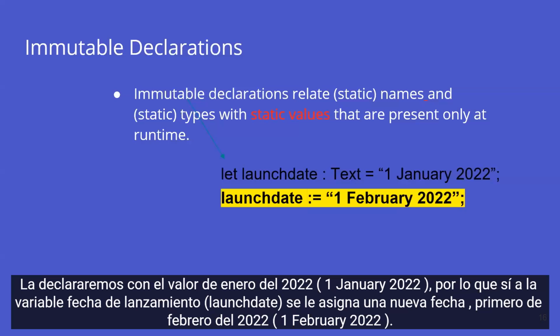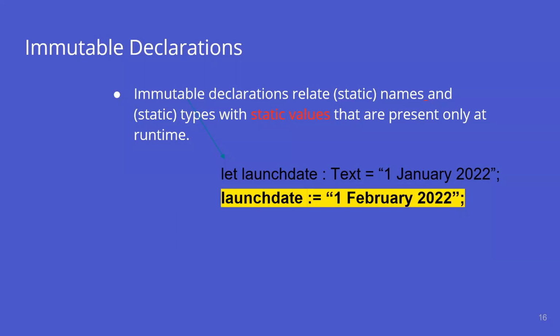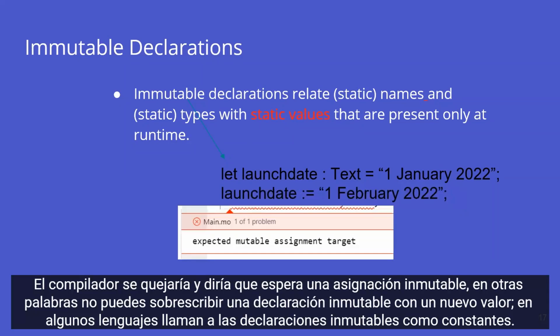So if you were to say that the launch date has been assigned a new date of 1st of February 2022, the compiler would actually complain and say that it expected a mutable assignment target. In other words, it was looking for a variable. You cannot overwrite an immutable declaration with a new value. In some languages, they call the immutable declarations constants.